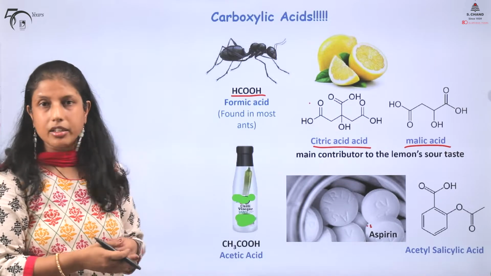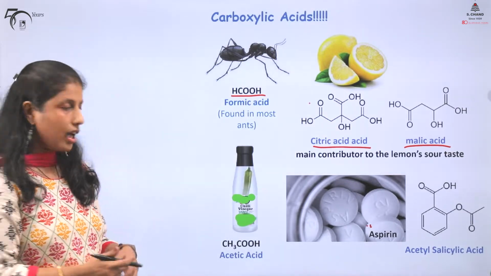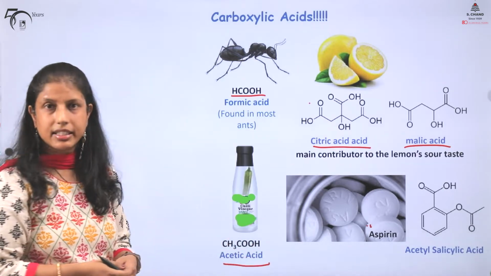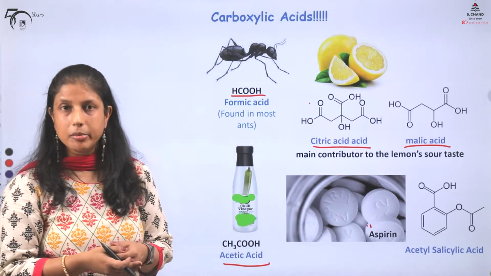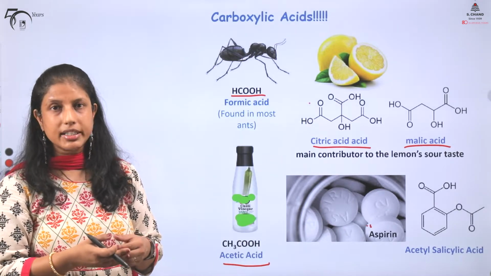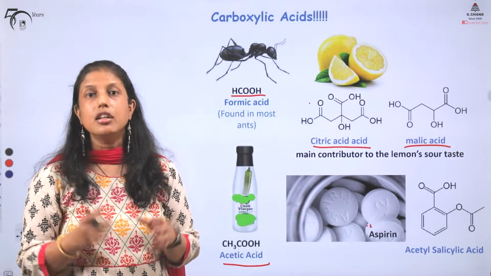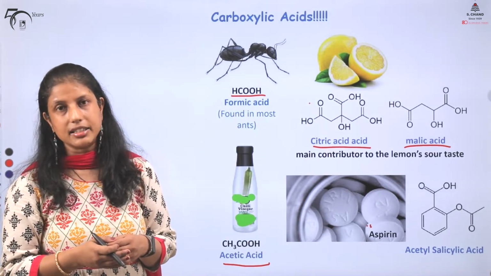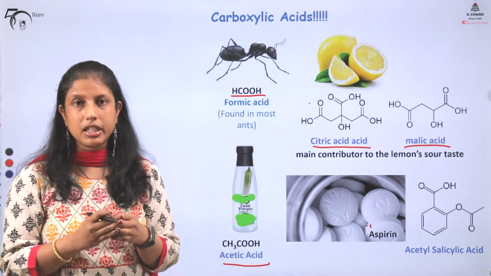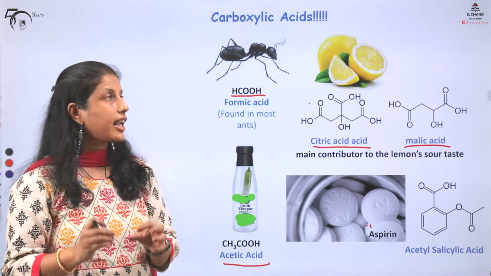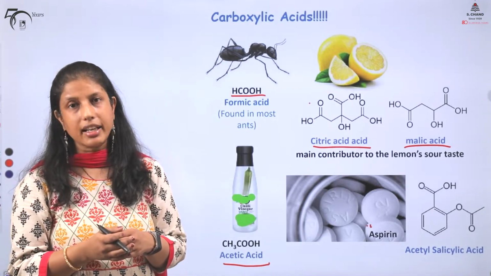Our common vinegar that we commonly use for cooking, what does it consist of? Again, a carboxylic acid, acetic acid. And finally, aspirin, the medicine commonly prescribed to heart patients. What is it? Again, it's an example of a carboxylic acid known as acetylsalicylic acid. So, in today's lecture, we're going to be learning all about the chemistry of these molecules known as carboxylic acids.